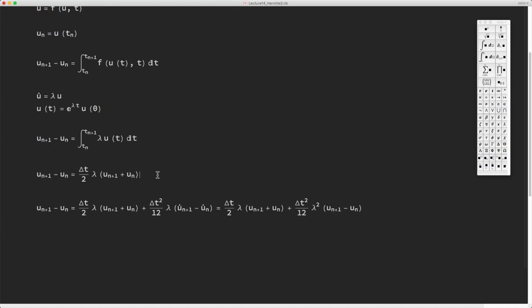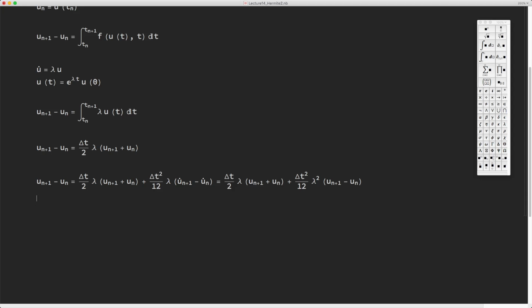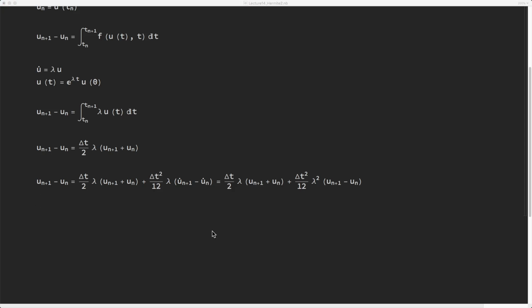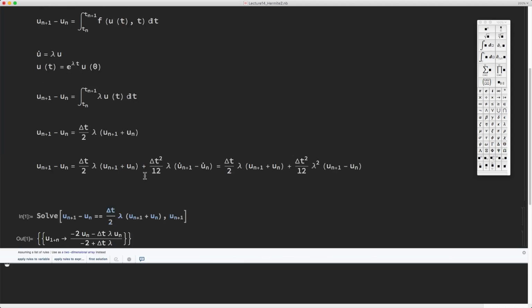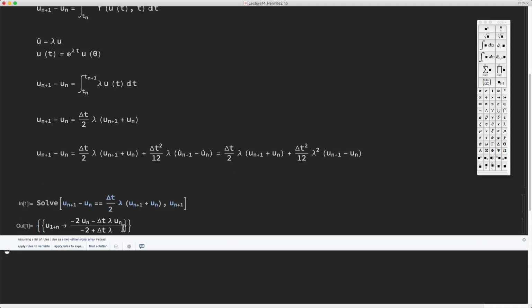Okay, so let's try and solve this equation for the next step. I simply copy-pasted this expression, and let's write equals here, and let's try and solve this equation for the unknown un plus 1. Okay, so this is the solution.